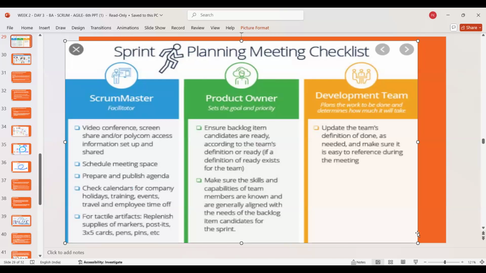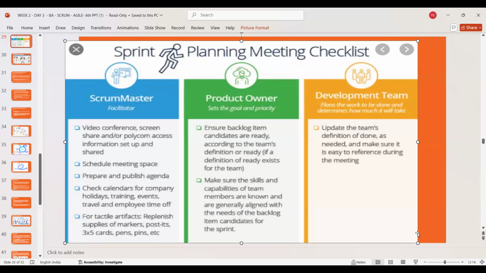Product owner. Yeah, before I go to that, I'm not sure you read this, but under development team, it's mentioned: plans the work to be done and determines how much it will take. That means they decide how much work will be done and how it will be done. Okay. Now, may I know who was this? Sorry, I didn't catch the name. Yeah, Aparna. Aparna, right? Which part? First point, second point? What do you need clarity on?